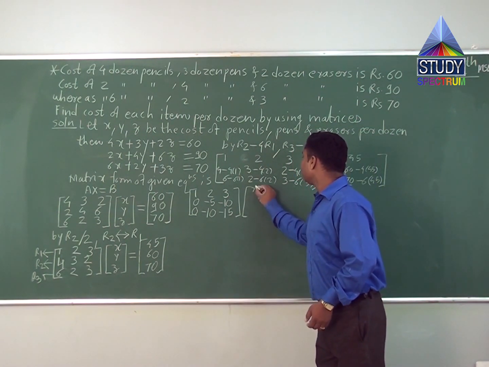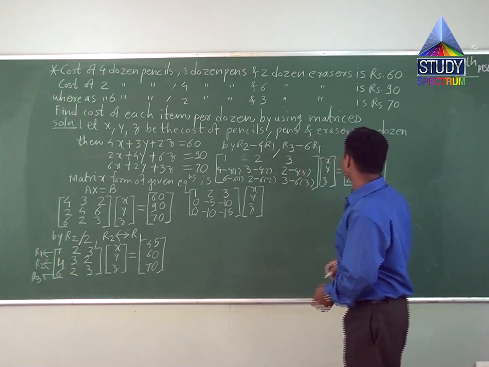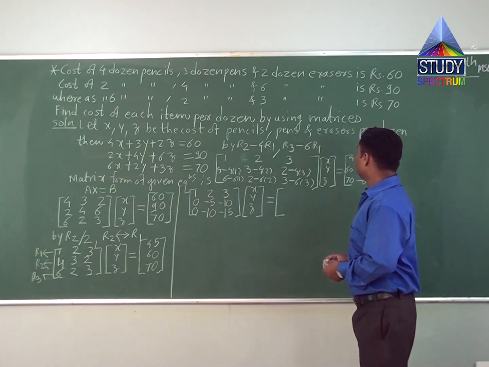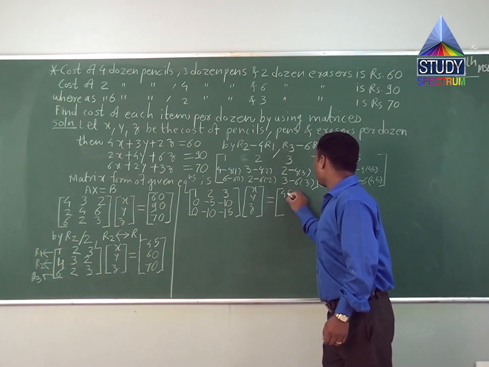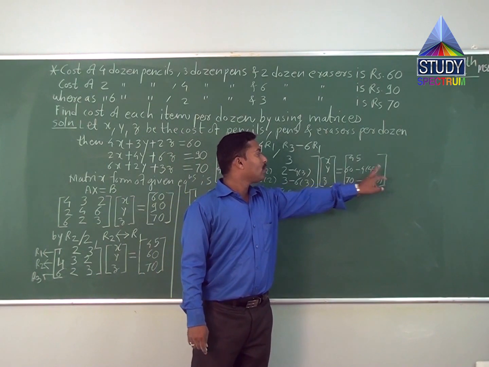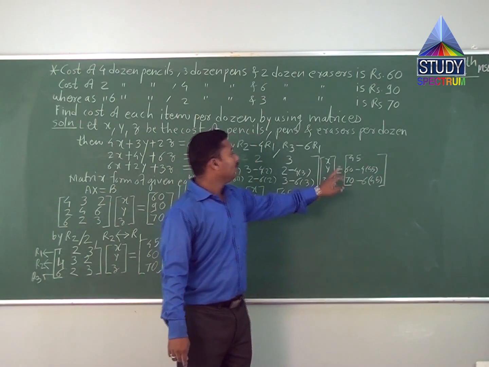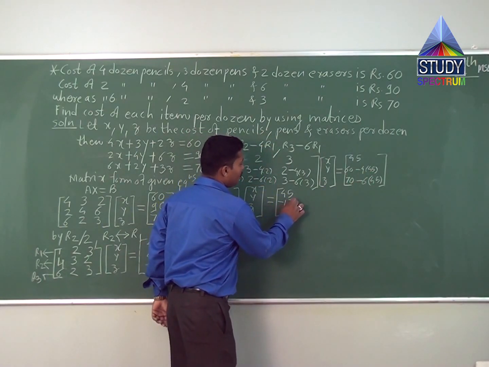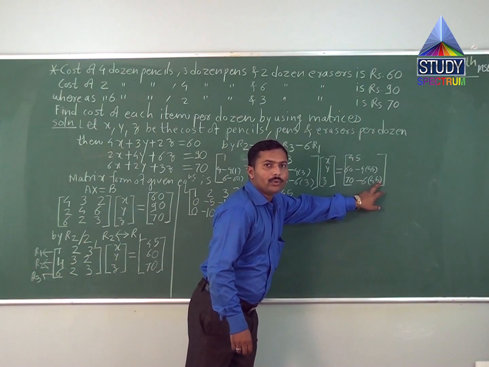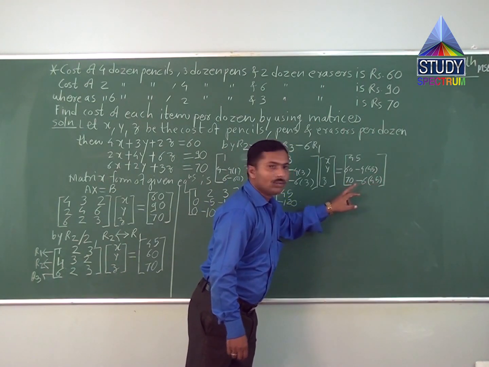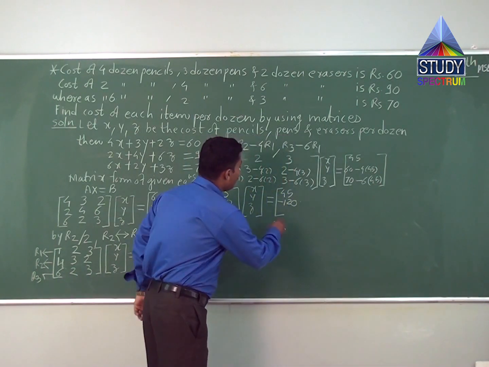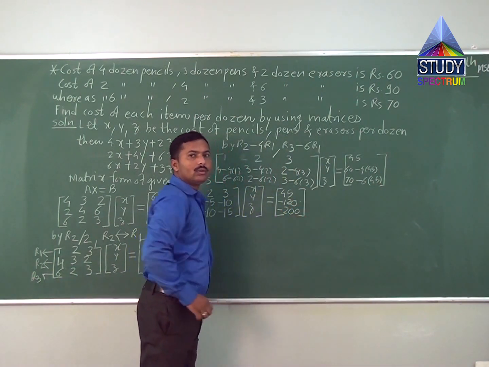And this is XYZ as it is equal to this, 45 as it is. 4 into 45 means what? 45 into 4 means 180. 60 minus 180 is minus 120. 70 minus 6 into 45: 6 into 45 is 270. 70 minus 270 is minus 200.